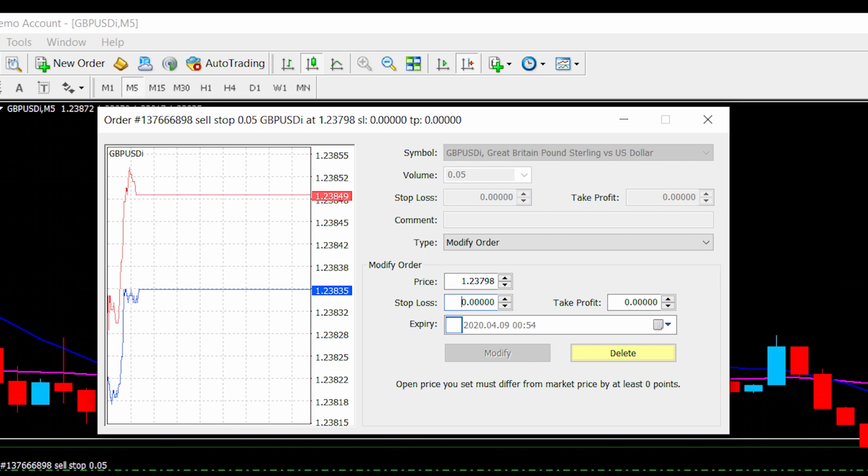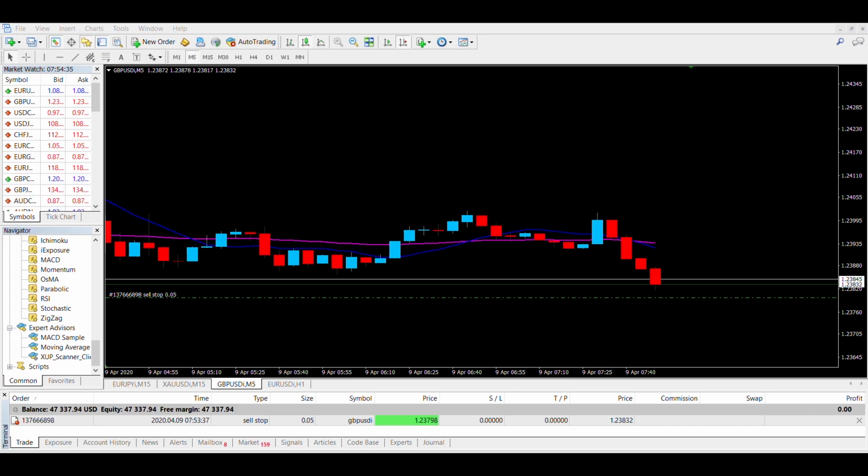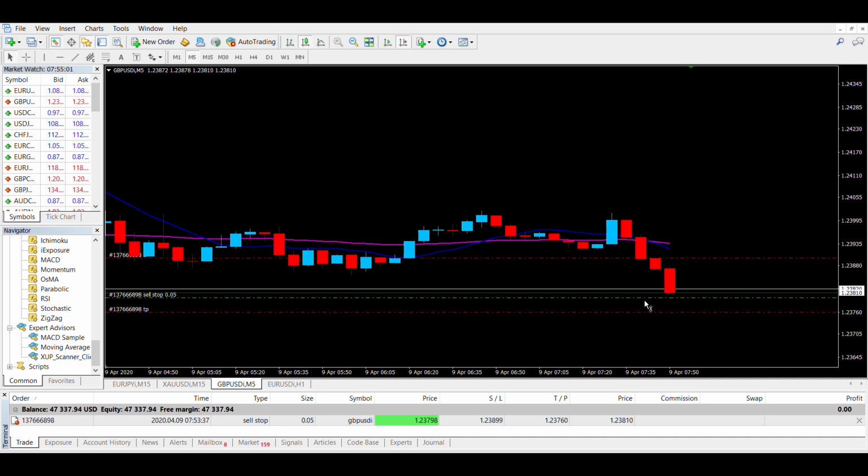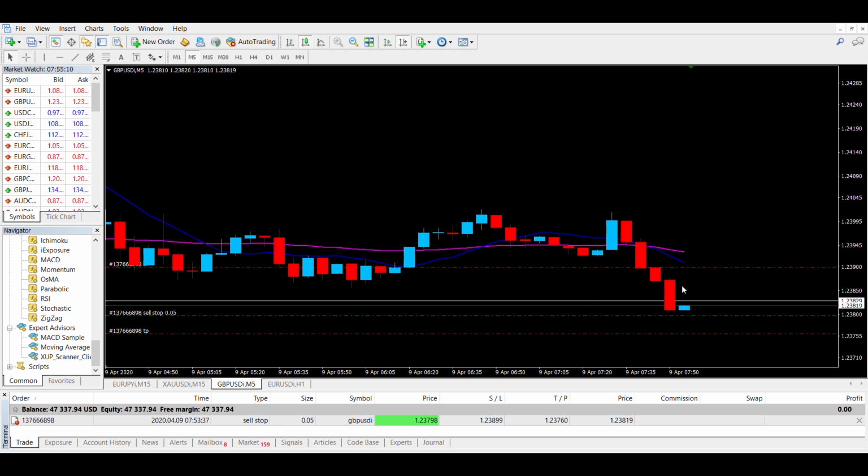So let's just go ahead and put the stop loss at 1.24110, and then we'll put the take profit at 1.23760. Okay. All right, so I have the stop loss up there. But like I said, 1-to-1, 2-to-1, however you trade, okay? This white line has to cross over your entry price for you to get into the market.